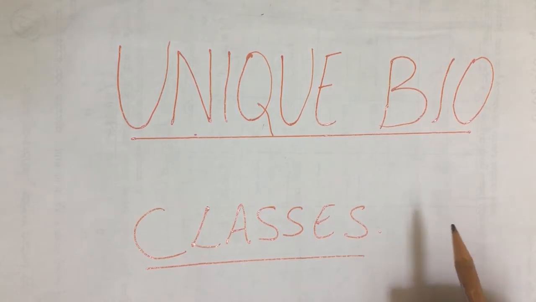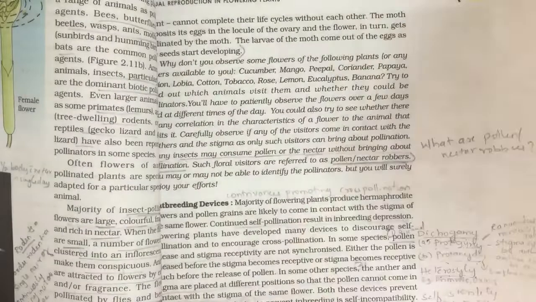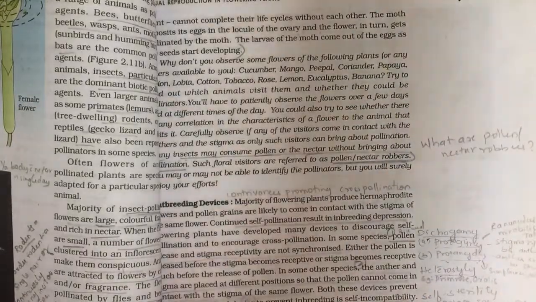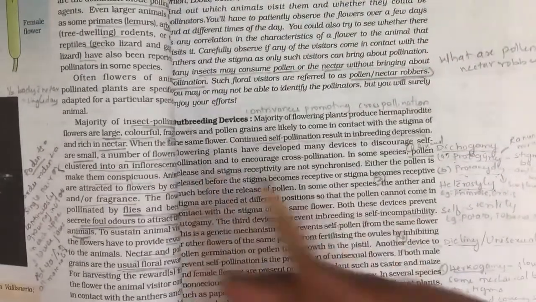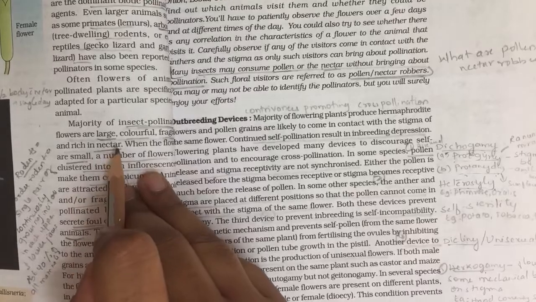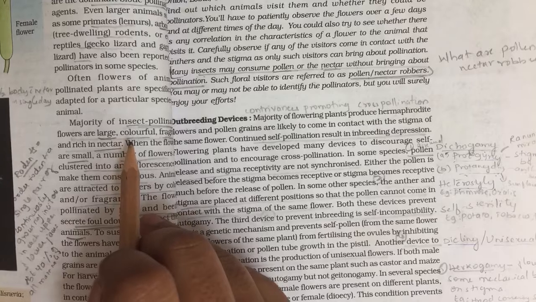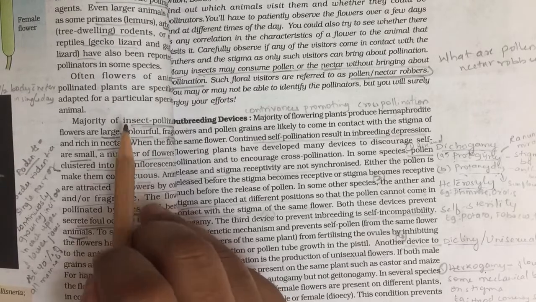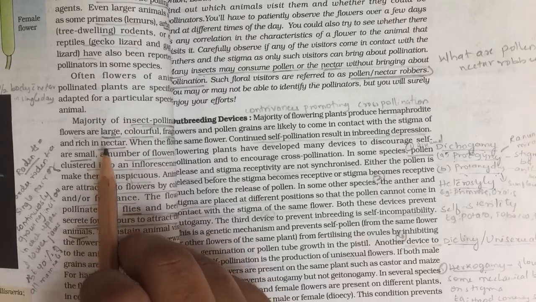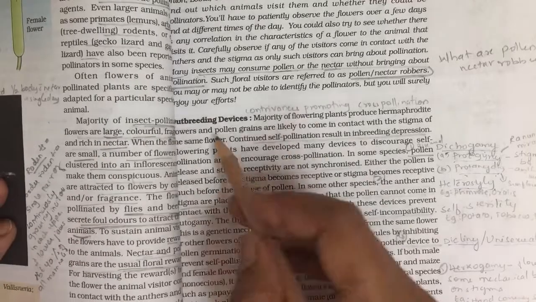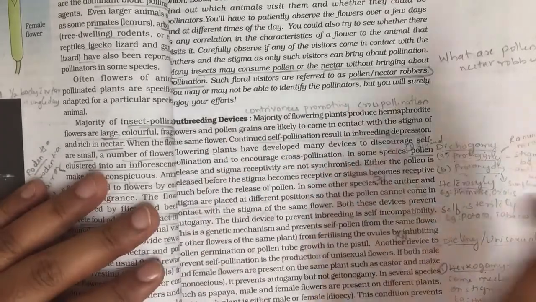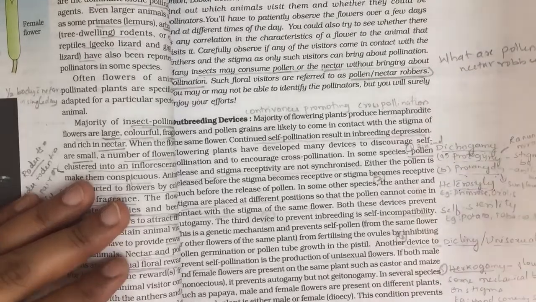Okay, so we shall start today's class. In our previous video, we discussed agents of pollination: entomophily, ornithophily, chiropterophily, hydrophily and anemophily. Today we shall proceed with the outbreeding devices. Okay, about outbreeding devices we shall discuss in detail.